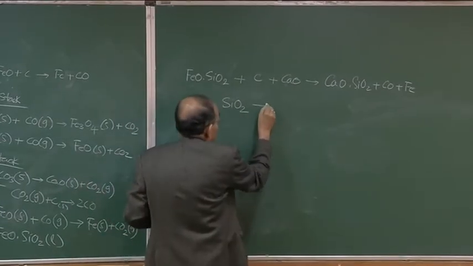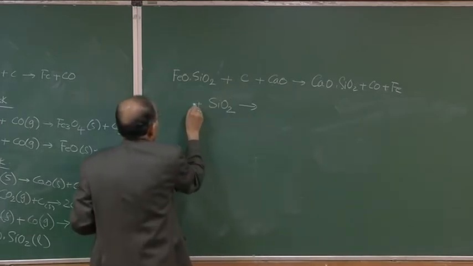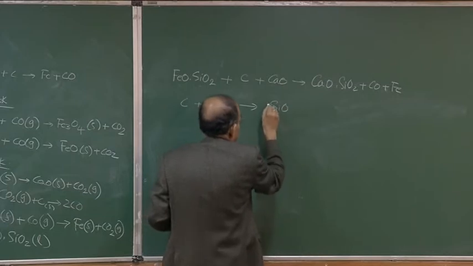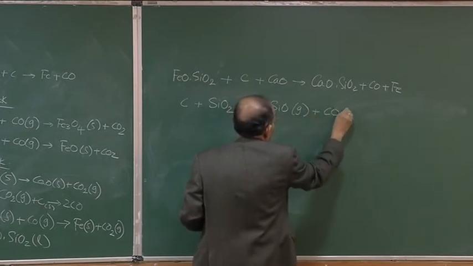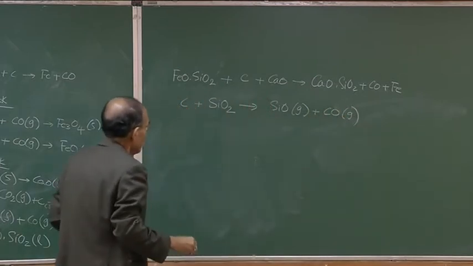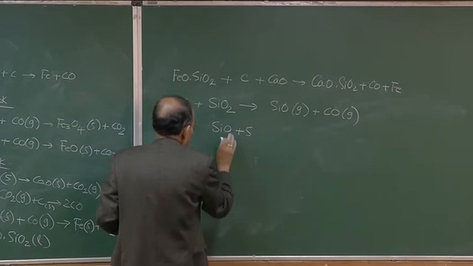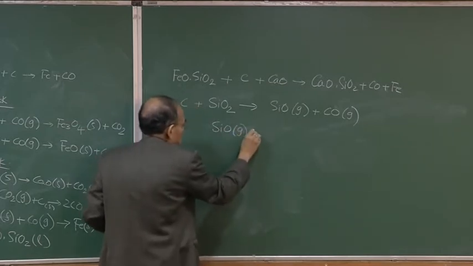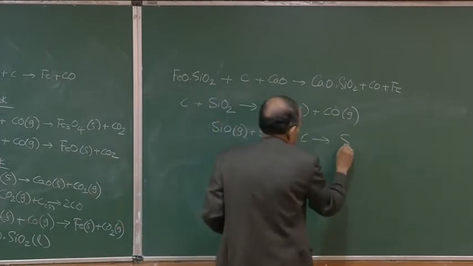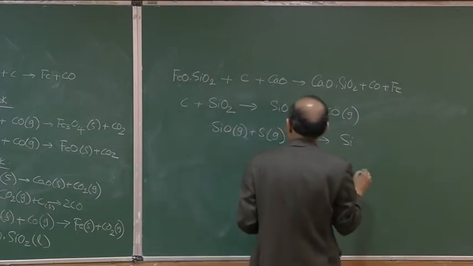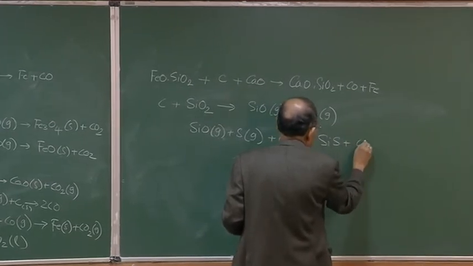So, silicon: carbon is there, and then we can produce silicon suboxide, which is a gaseous phase, and then we can produce carbon monoxide gas. Then sulfur is there, and that gives rise to silicon sulfide plus carbon.